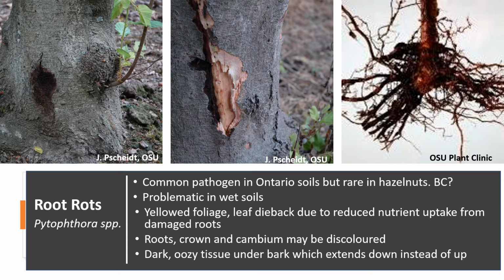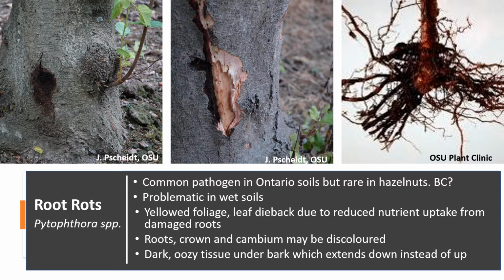So what sort of things would you be looking for? Again, yellowed foliage or leaf dieback, and that's because the roots are damaged and you get some reduced nutrient uptake to the upper portions of the tree. So where you're seeing leaf dieback, you've ruled out cankers from Filbert blight, you've ruled out bacterial blight, or you have bacterial blight, but it's really, really more severe than in other areas, then you might want to look to the roots.